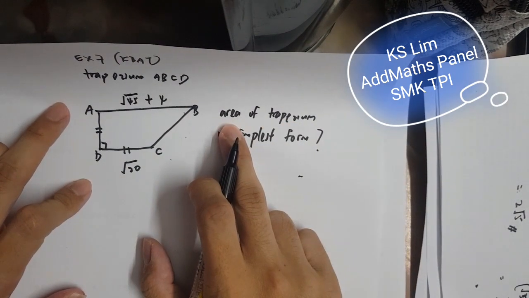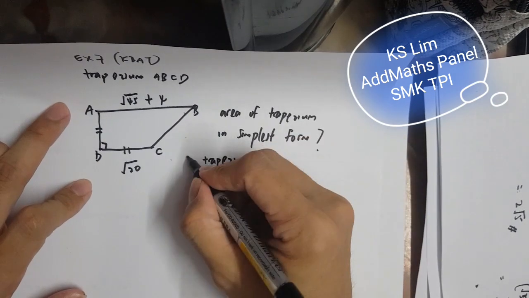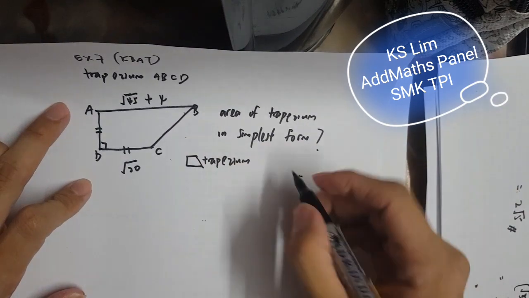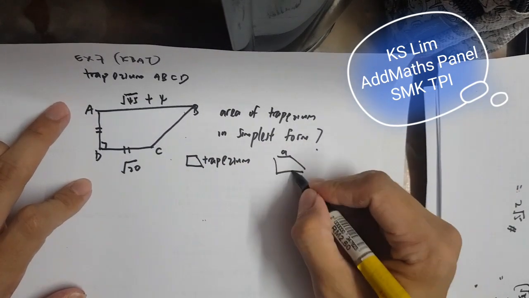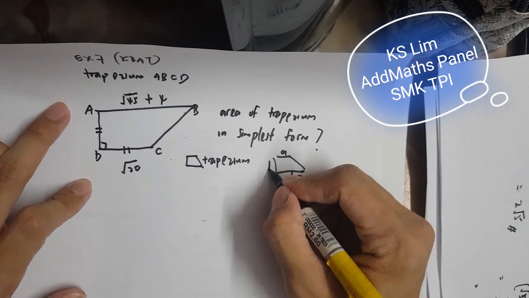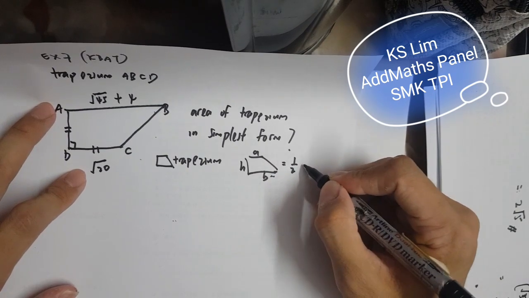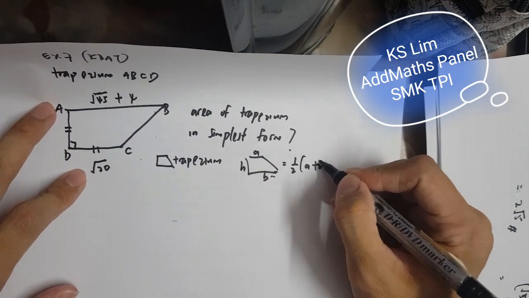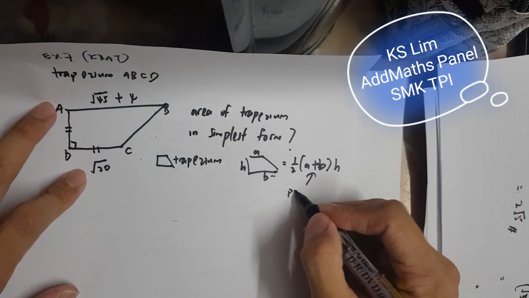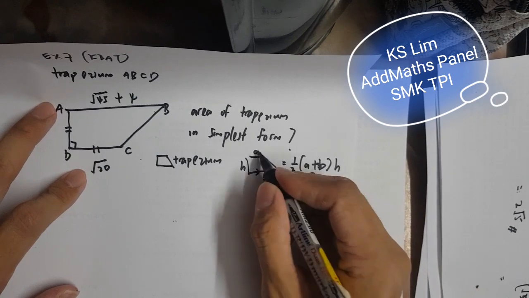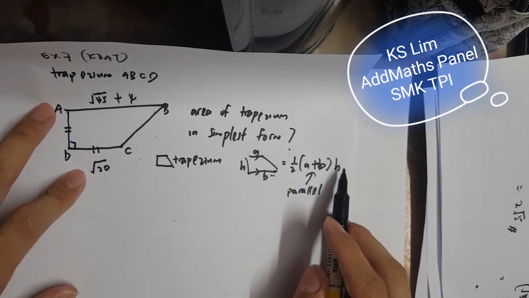How to find the area of a trapezium? This one you actually learned before. A, B, and this one is H. The area of a trapezium is 1 over 2, A plus B, H. A and B are parallel to each other. So 1 over 2, A plus B in brackets, times H.